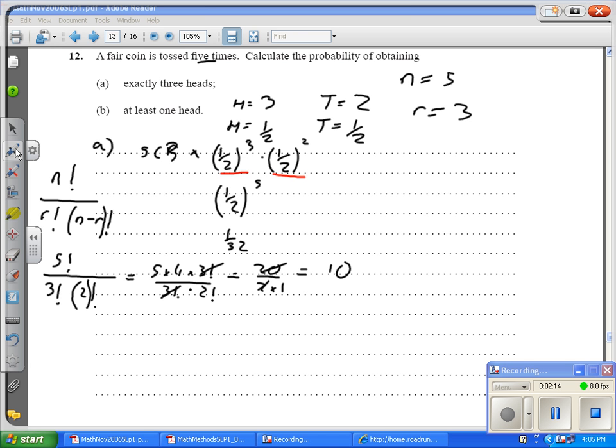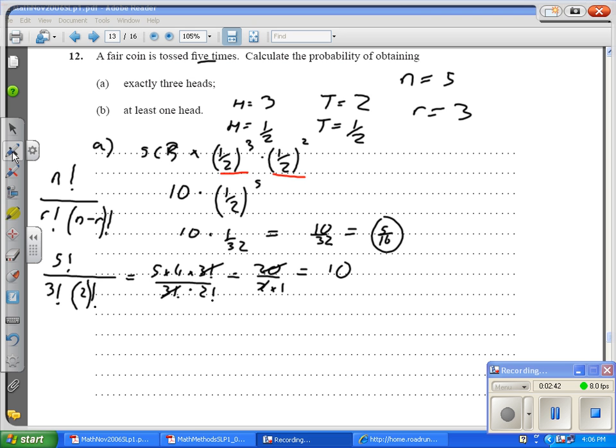Therefore 5c3 is 10, so you just put it back here, 10 times 1 upon 32, and you get equal to 10 upon 32, which is 5 upon 16. And so that should be your answer for the first one, 5 over 16.